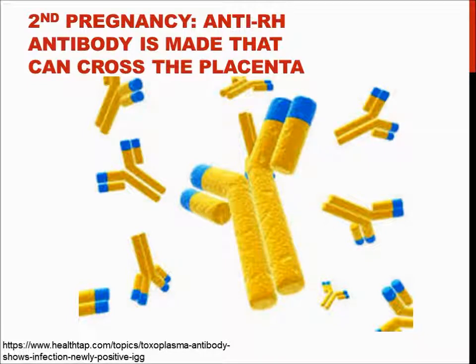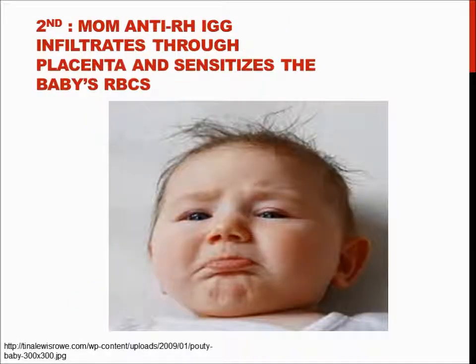So as we already stated, in the second pregnancy, the anti-Rh antibody is mostly IgG, and this IgG can cross the placenta. The mom's anti-Rh IgG infiltrates through the placenta and sensitizes the baby's red blood cells. This is what causes the hypersensitivity type 2 reaction seen in the hemolytic disease of the newborn.